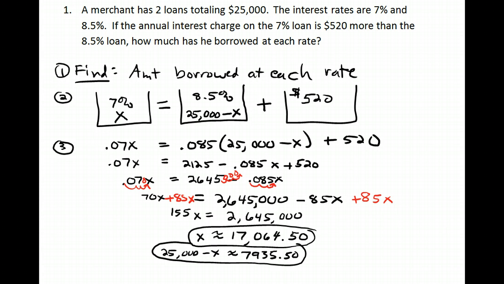Alright, this problem has some rather large numbers, but that's what you have calculators for. When you solve this equation, it doesn't come out even, and follow the instructions in your assignment for those problems as far as where you're supposed to round it to. I rounded it to the nearest tenth. So I ended up with x being $17,064.50. So 25,000 minus x is $7,935.50. So now I can write my conclusion.